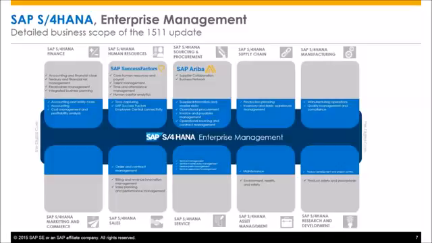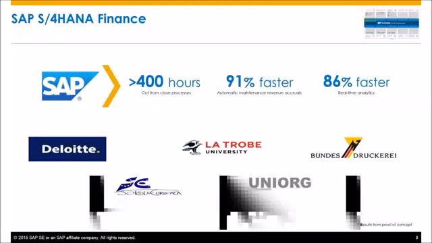They can track their complete P2P cycle, and so on and so forth. That would be happening on a portal on Ariba for the suppliers. However, it would be talking to the digital core, which is S/4HANA in your organization. So that is the power of S/4HANA that we are talking about.